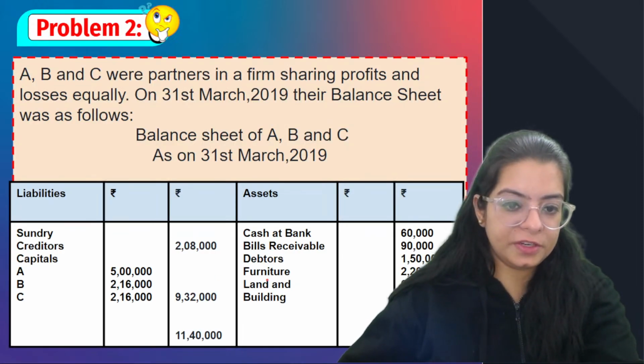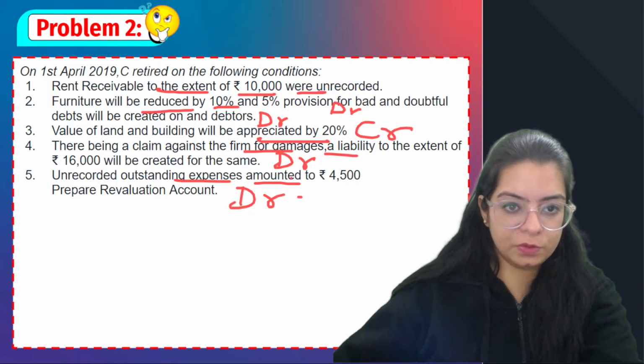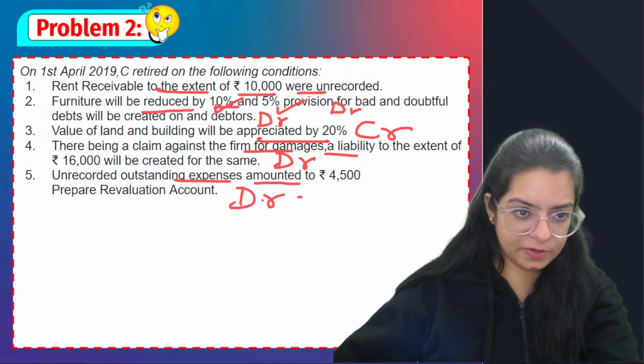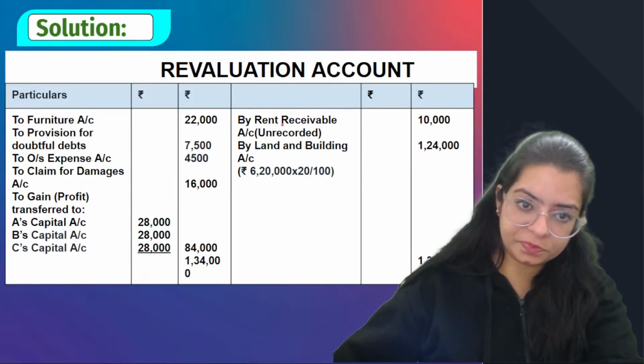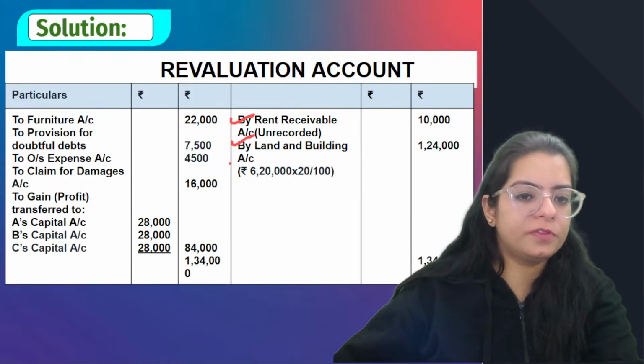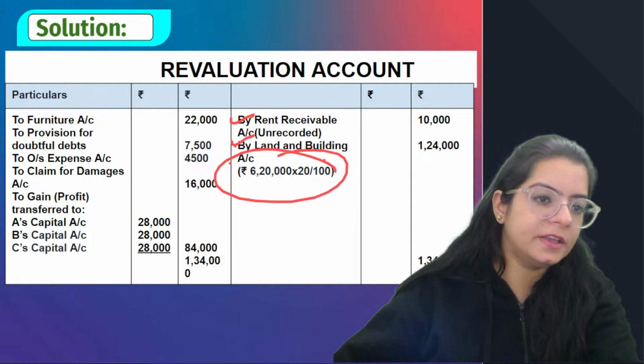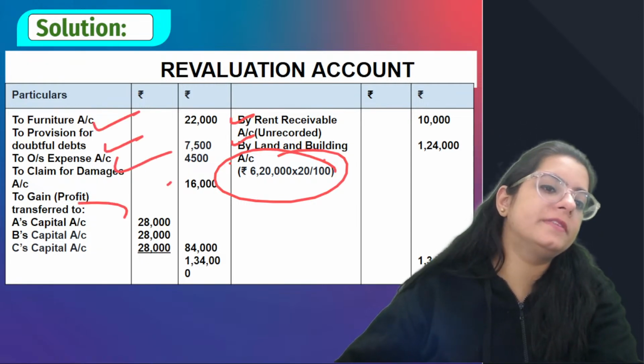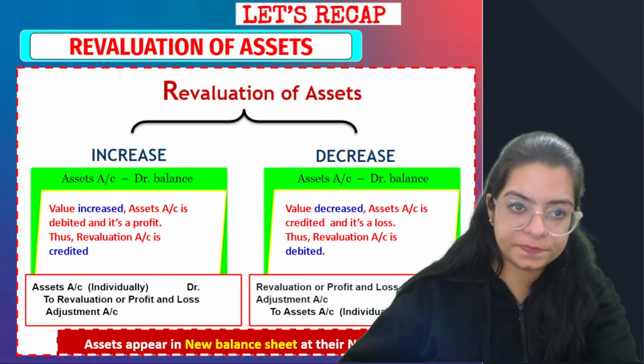So from the balance sheet, we will take the value of building, and we will do the 10% and 5% on furniture, building, and the provision. Then we post the items of profit, we credit them. All the expenses we will debit. The balancing figure will be distributed among partners.